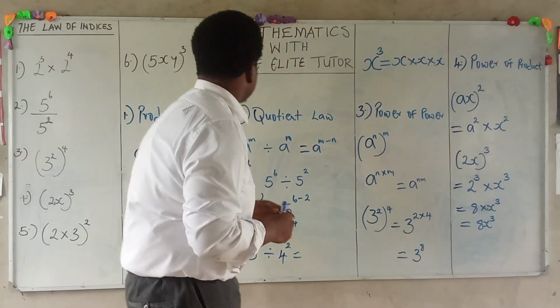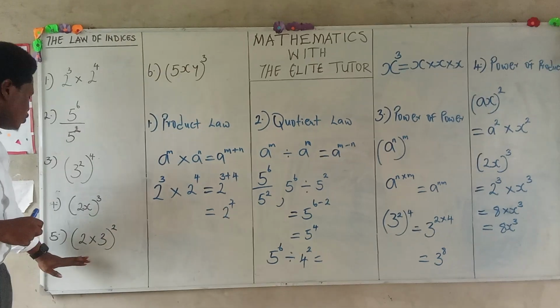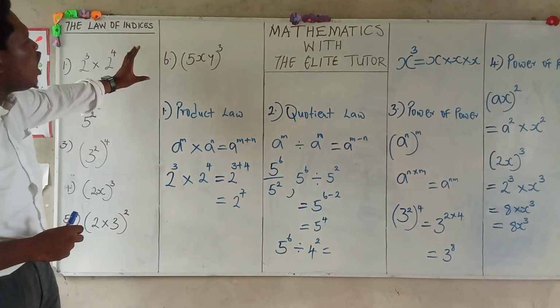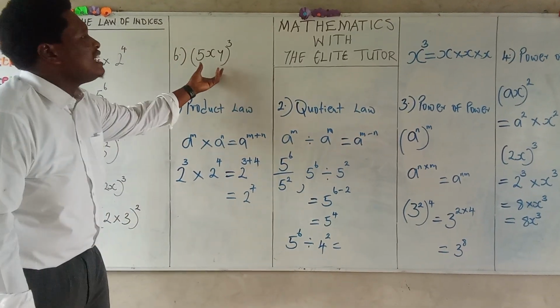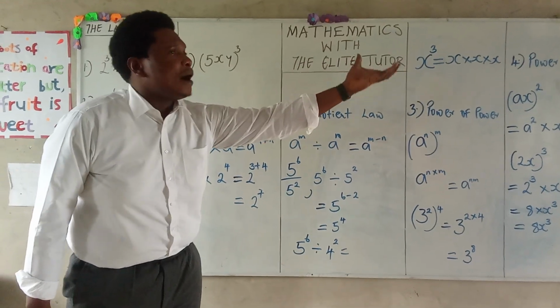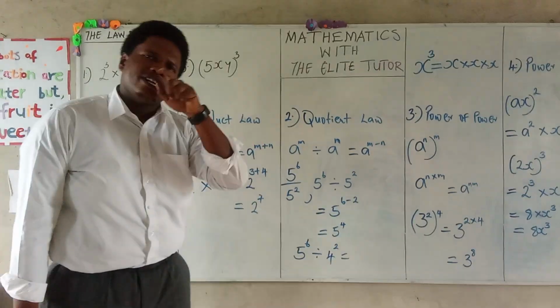Now we also have 2 questions, and we are going to be solving number 5. Please, I want you to follow. We are going to be solving number 5, and I want you to solve question 6. And this is a little secret: for question 6, you are going to be applying the power of product law. I want you to solve question 6 and give me the answer in the comment section.